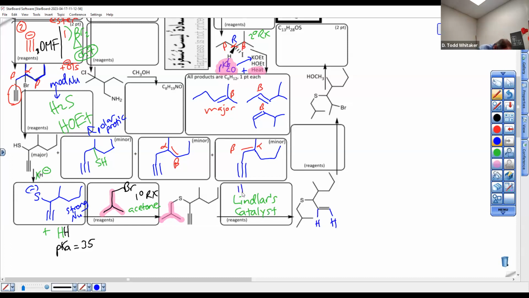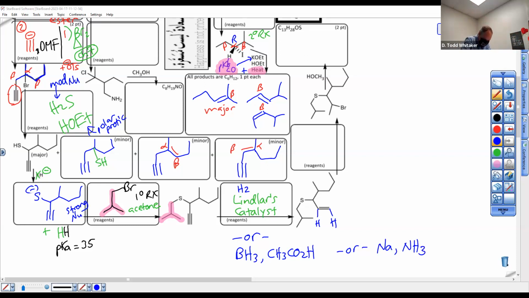H2. Don't forget, H2 and Lindlar's catalyst are two separate things. Or she could have gone with the old BH3, CH3CO2H. Or she could have gone with the old sodium, NH3. When it's a terminal alkyne, you don't care which of the three reductions you do.